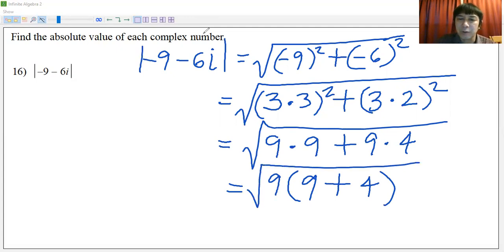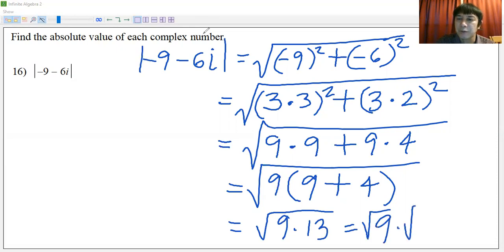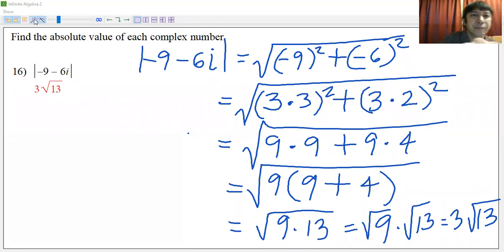And this will become the square root of 9 times 13, which gives us the square root of 9 times the square root of 13, which gives us the final answer, 3 square root of 13. So the answer is 3 square root of 13, and we can verify that there. You can see it over here. So it's 3 square root of 13, and that goes to our number 16.